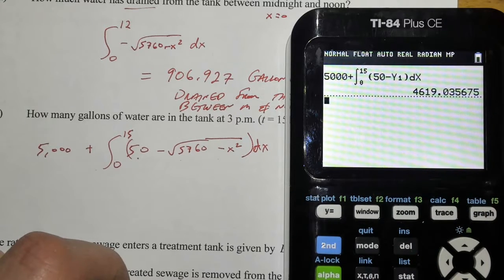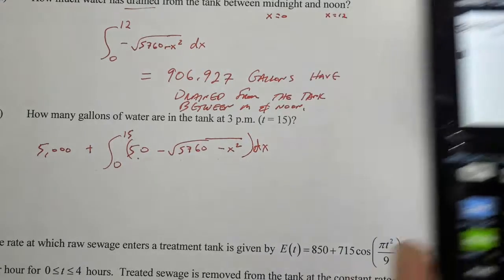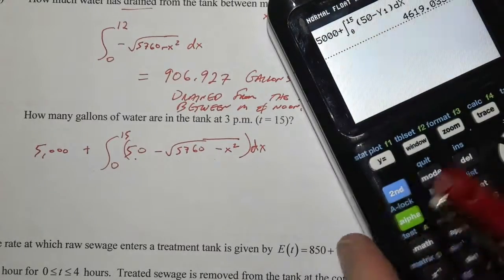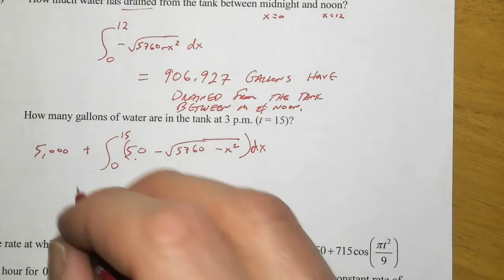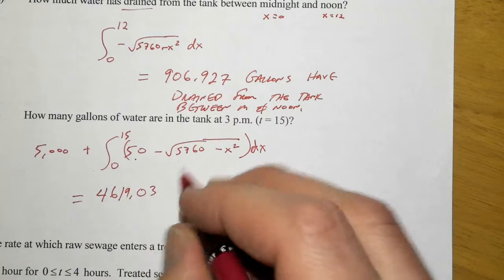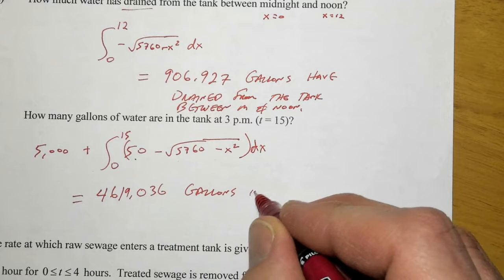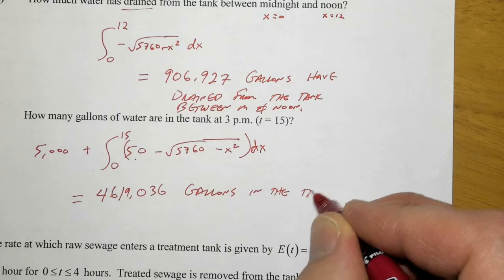And we hit enter, we see that's how many gallons of water are in the tank at 3 p.m. So that is equal to 4,619.036 gallons in the tank at 3 p.m.